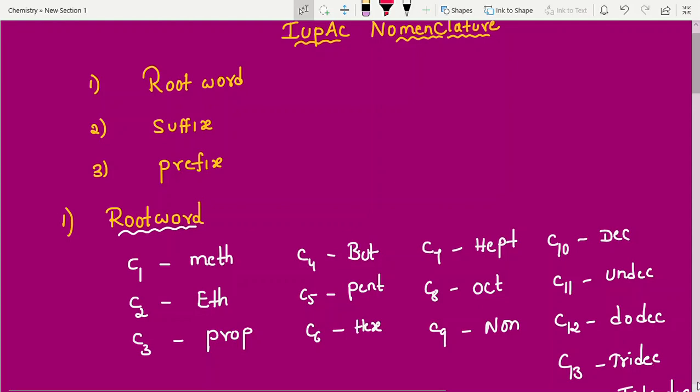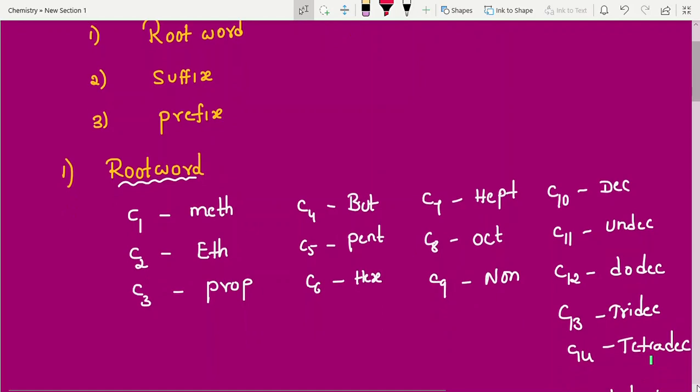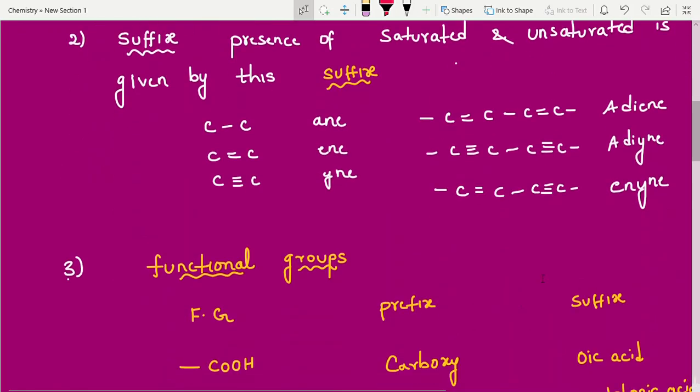Okay. Now, one more is there: C14 is nothing but tetradec. Next, I am going to discuss suffix. The presence of saturated and unsaturated bonds is given by the suffix.